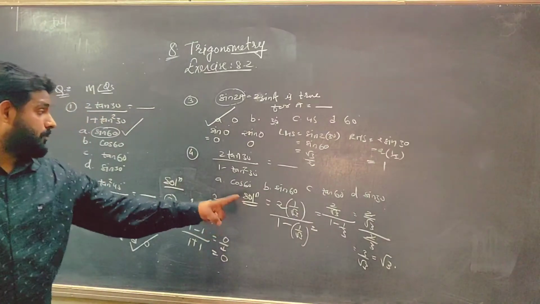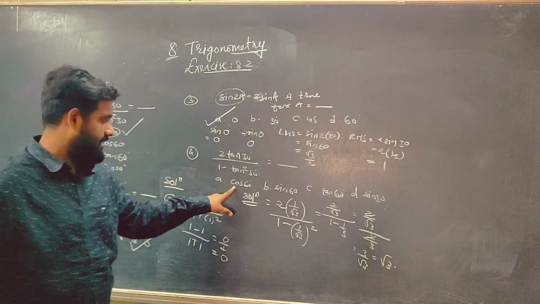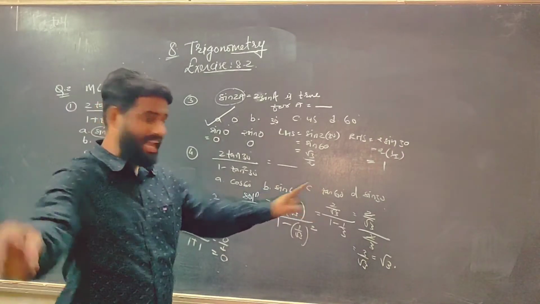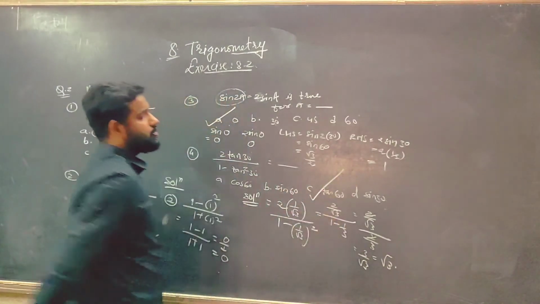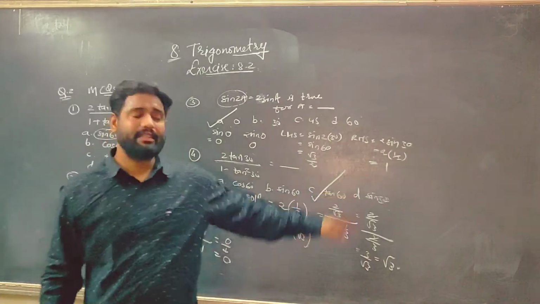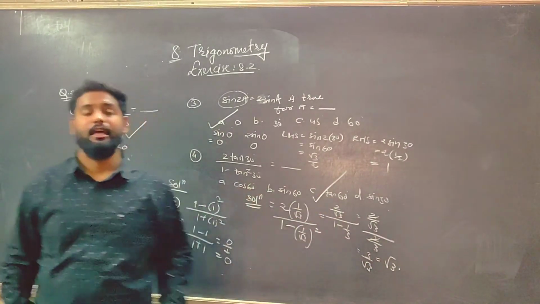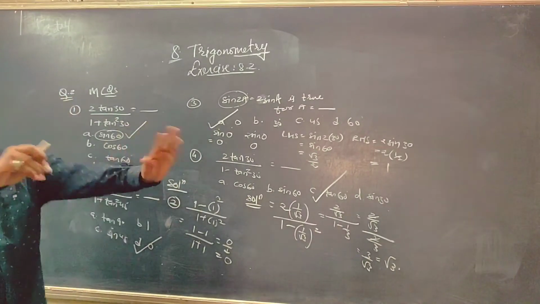Now root 3 corresponds to which answer? Cos 60, no, it is half. Sin 60, no, it is root 3 by 2. Tan 60, yes. The value of tan 60 is root 3 from the table, and sin 30 is your half. So root 3 corresponds to tan 60. So this is how you have to solve various MCQs.